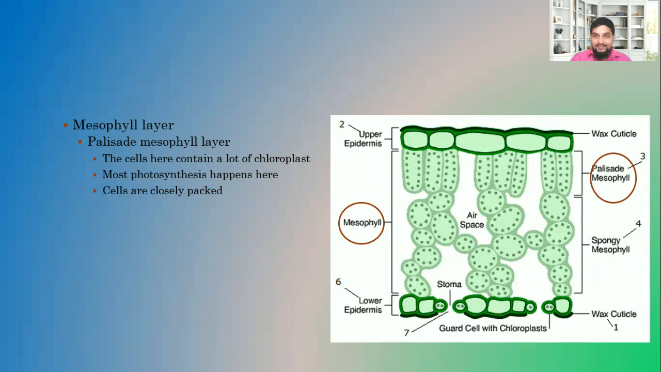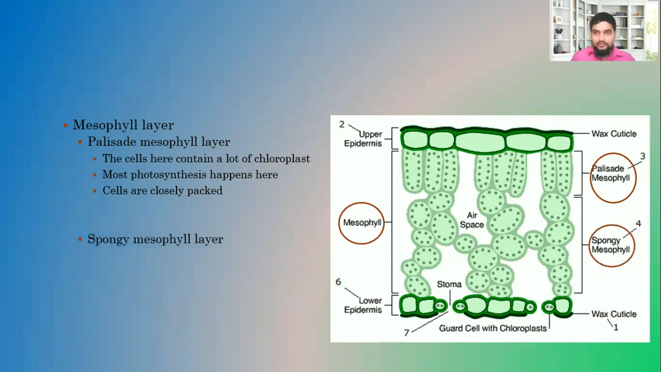So the cells in the palisade layer are usually very closely packed. This diagram shows a little space, but in a real plant, you would not have so much space in the palisade layer. The cells are closely packed, they're touching one another without having any space between them.